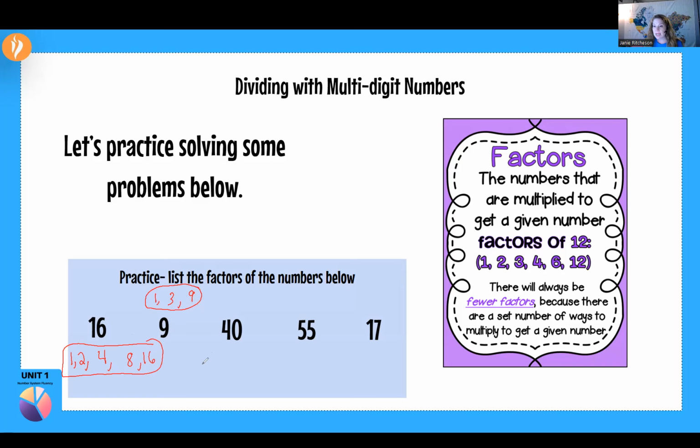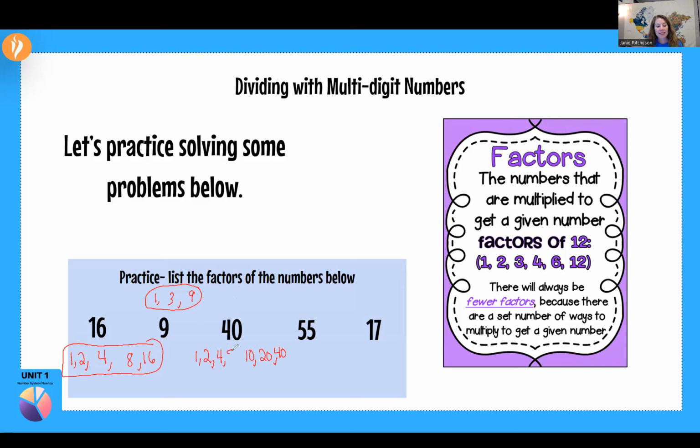All right, so see if you guys can pause the video and find out what the factors of 40, 55, and 17 are. All right, so for 40, we know that 1 times 40 is 40. We know that 2 times 20 is 40. 3 is not a factor of 40. 4 times 10 is 40.